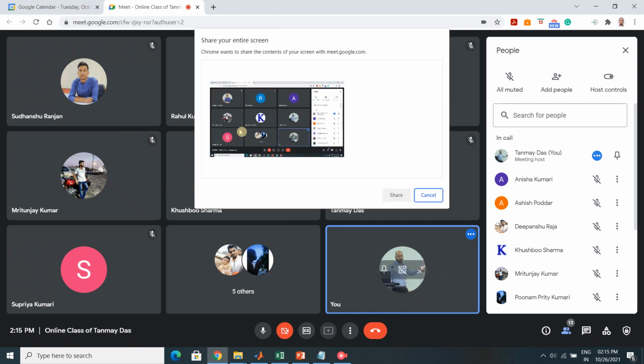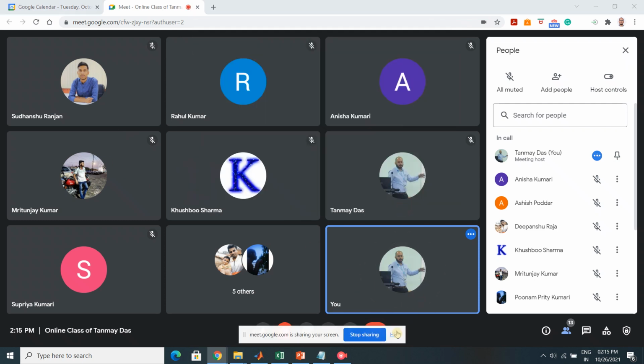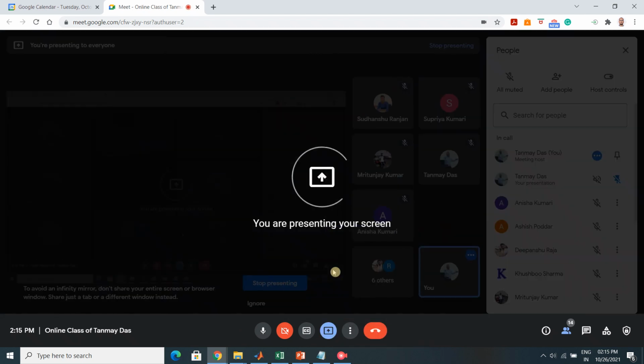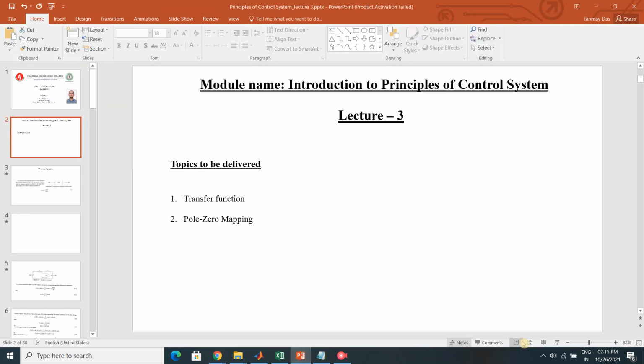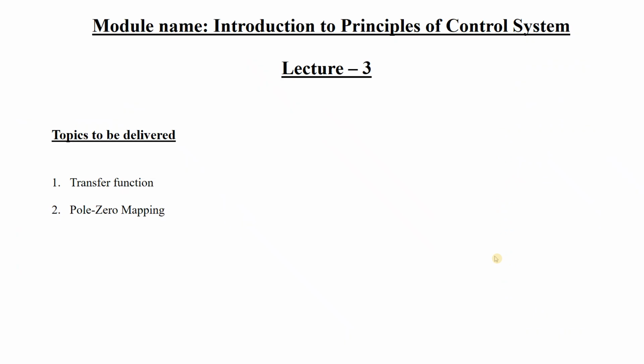So now I will be sharing my screen. Okay, I hope it is visible. So this is lecture number 3, and I will be discussing the transfer function and pole zero mapping.